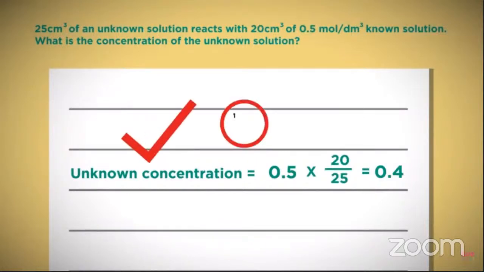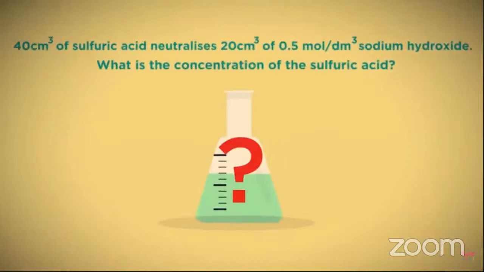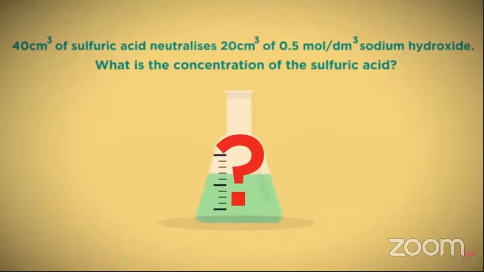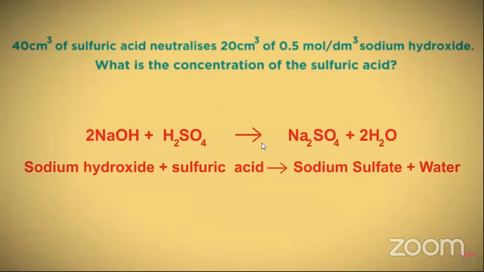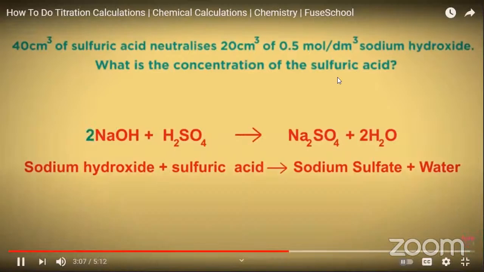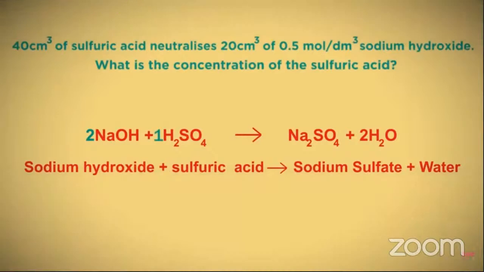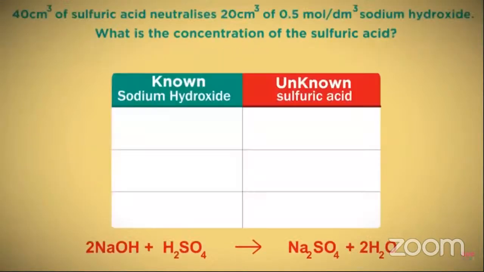But you may not pick up all the marks in the test or an exam using this formula because it doesn't show your understanding. Sometimes you need to work out the proportions involved in the reaction by looking at the equation for the reaction. So if we had this question, the balanced equation would look like this. So 2 moles of sodium hydroxide reacts with 1 mole of sulfuric acid. We are now ready to do the calculations. Convert the volumes to cubic decimeters.